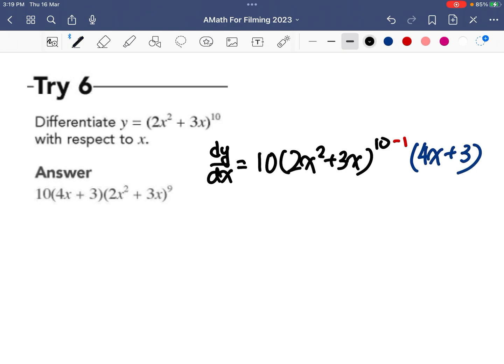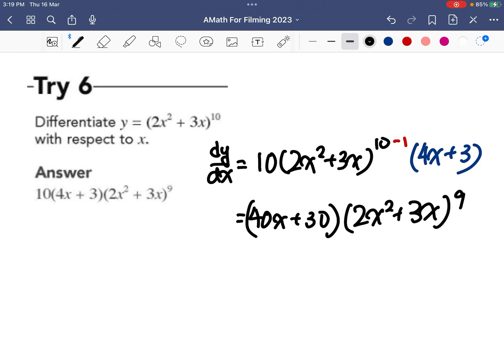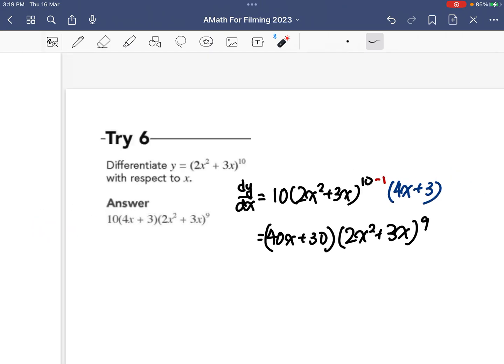So if you were to simplify, you get 10 times 4x is 40x plus 30. Don't forget to close the bracket. 2x squared plus 3x to the power of 9. Or in what the answer is given, you can actually not multiply the 10 in. I went to multiply the 10 in, that's why I get 40x plus 30.